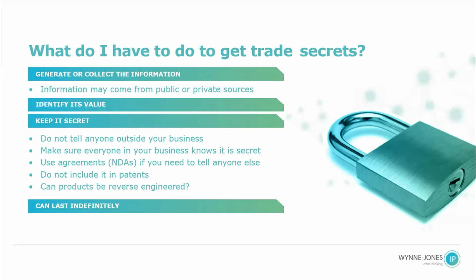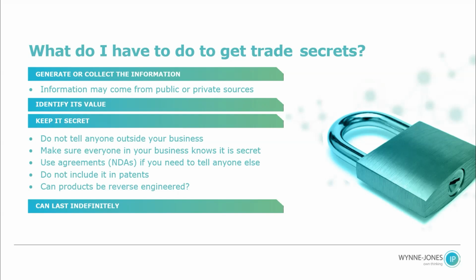You've got to identify its value. That doesn't mean, say, give it a value, but you've got to give something that says we recognize that this is worth something. There might be some value in its collection, the cost of collection. But for example, a market survey for a new product has clear value because it's about part of a value process. And then you've got to keep it secret in some way.